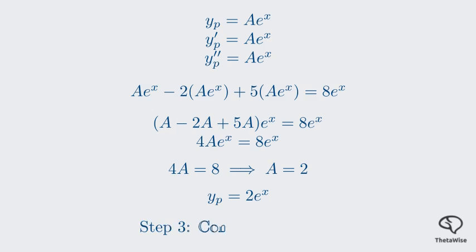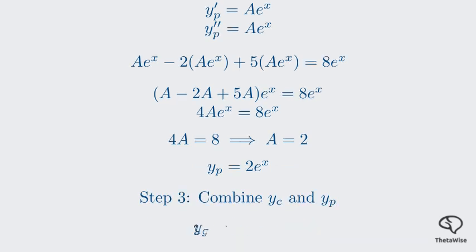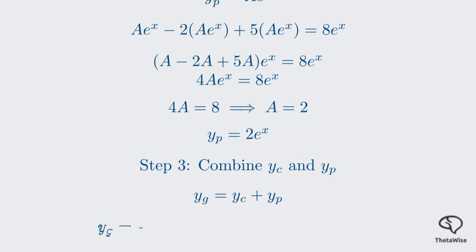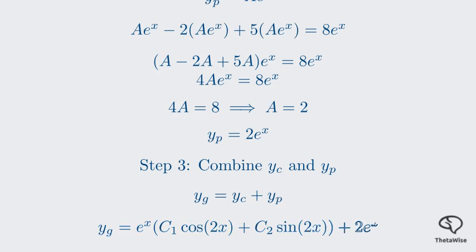Step 3. Combine yc and yp. The general solution is the sum of our two parts. So yg equals e to the x times c1 cos 2x plus c2 sin 2x, plus 2e to the x. This is our final answer for the general solution.